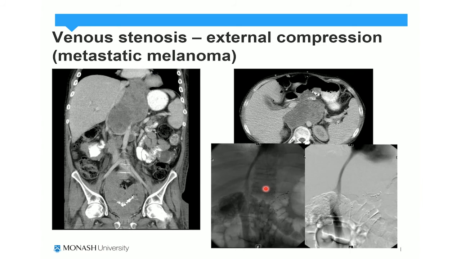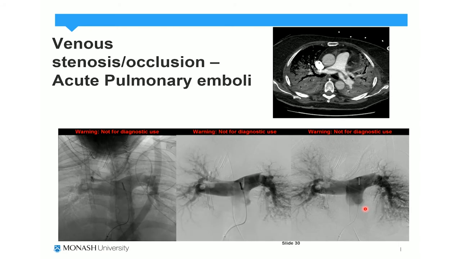This is external compression of the IVC by a mediastinal melanoma. So this is a metastatic melanoma into the retroperitoneal cavity that's almost completely occluding the IVC here. You see the IVC being compressed here, and on angiogram, a diffuse narrowing across the IVC.